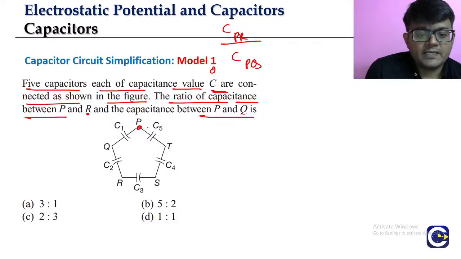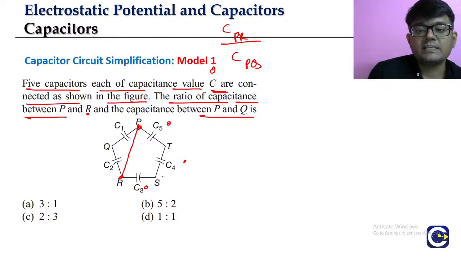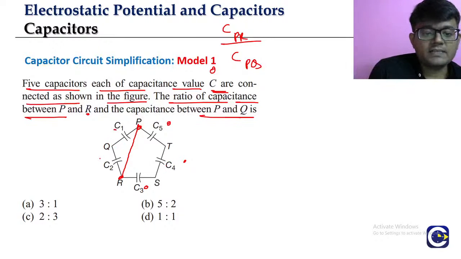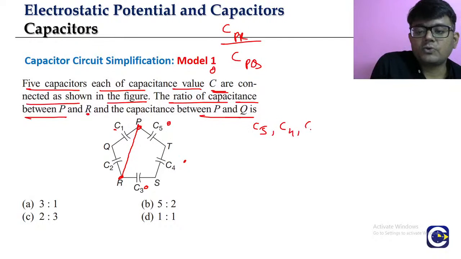Where is P, where is R? So we have to find the capacitance across P and R. Now look, C5, C4, C3, these three are in series. On the other side, C1 and C2 are in series. So C5, C4, C3 are in series.